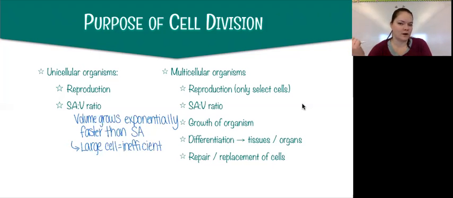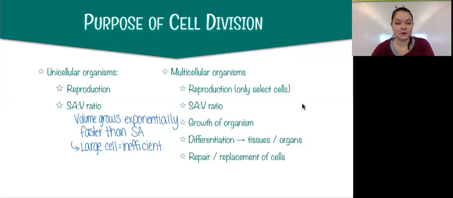Some multi-celled organisms are also going to use cell division for reproduction, but it's not going to be all of the cells in the multi-celled organism. So for example, in humans, we don't reproduce with skin cells. Obviously, please tell me you knew that your skin cells do not make babies. So it's only going to be a select few that are capable of that part.